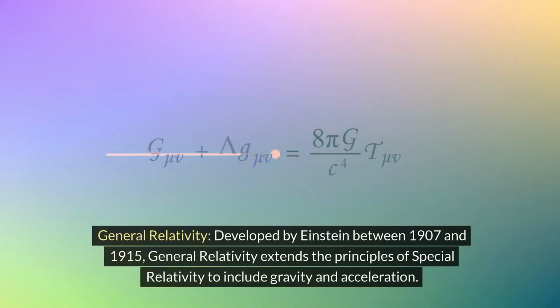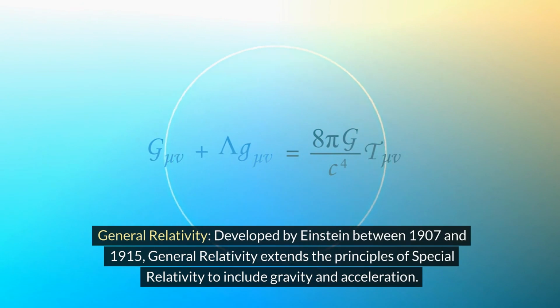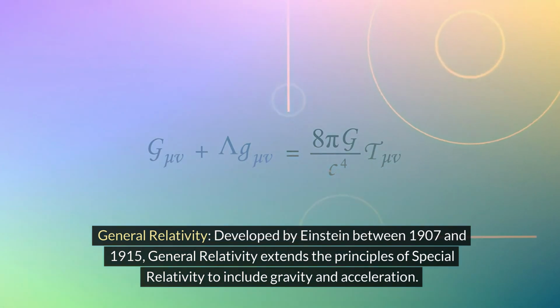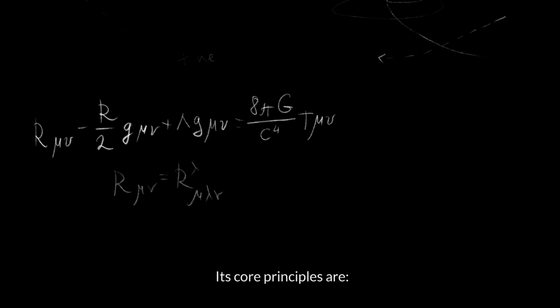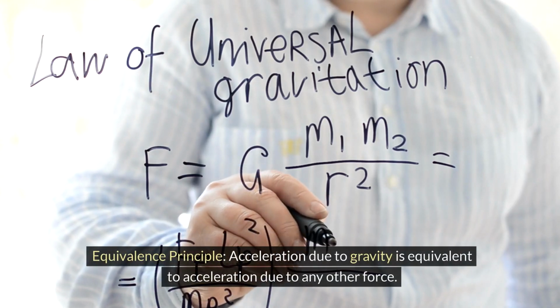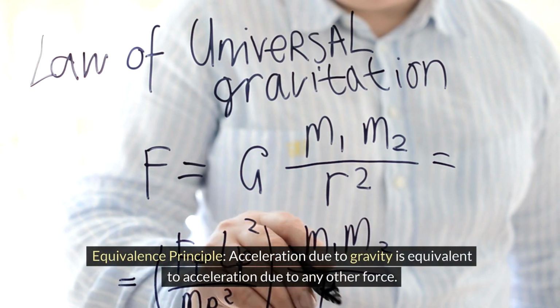General relativity. Developed by Einstein between 1907 and 1915, general relativity extends the principles of special relativity to include gravity and acceleration. Its core principles are: Equivalence principle. Acceleration due to gravity is equivalent to acceleration due to any other force.